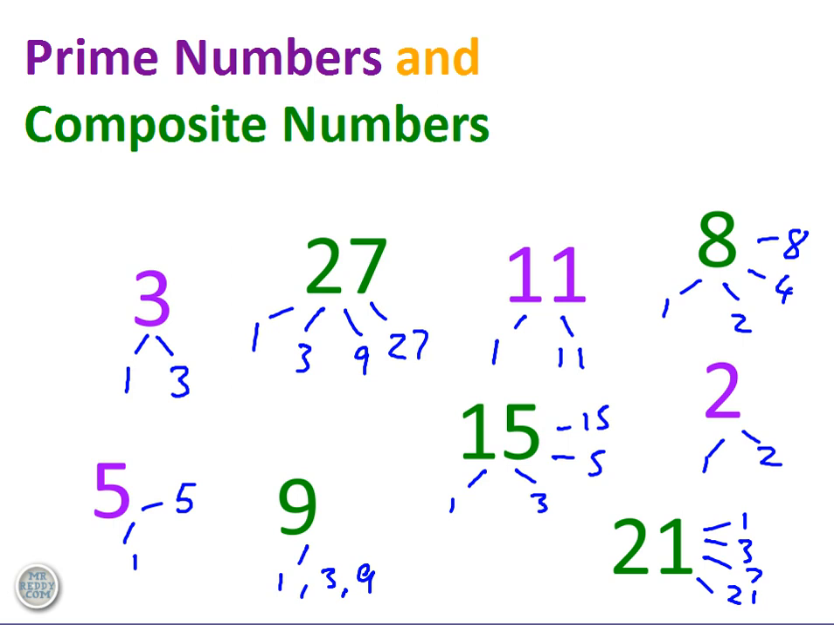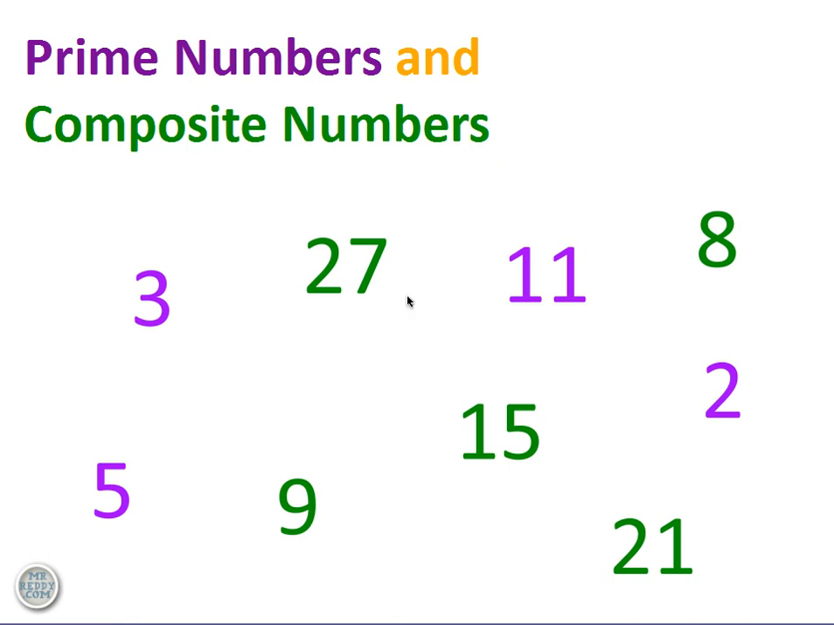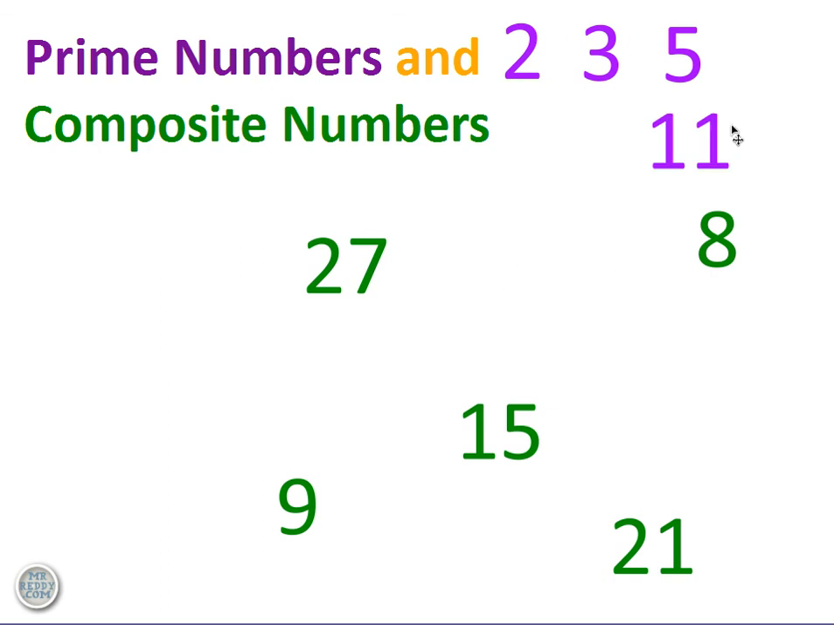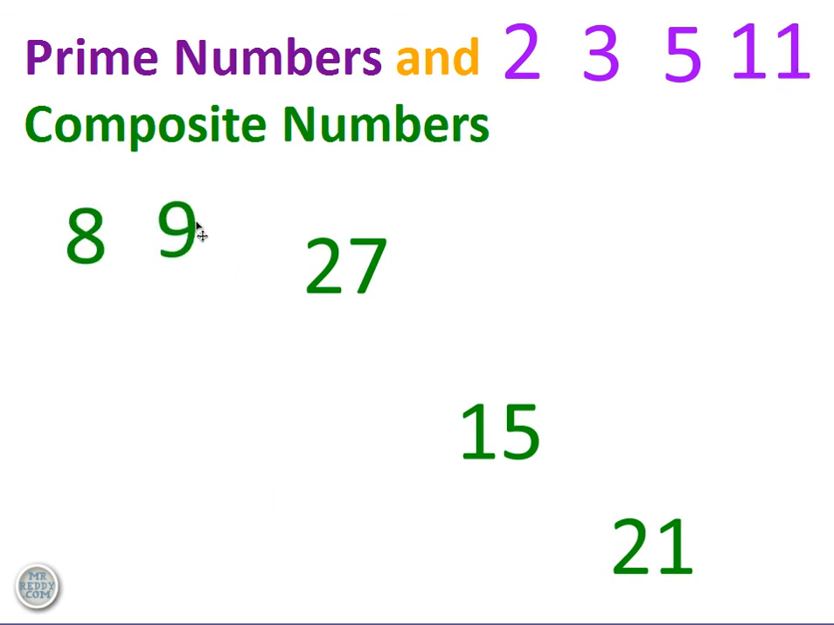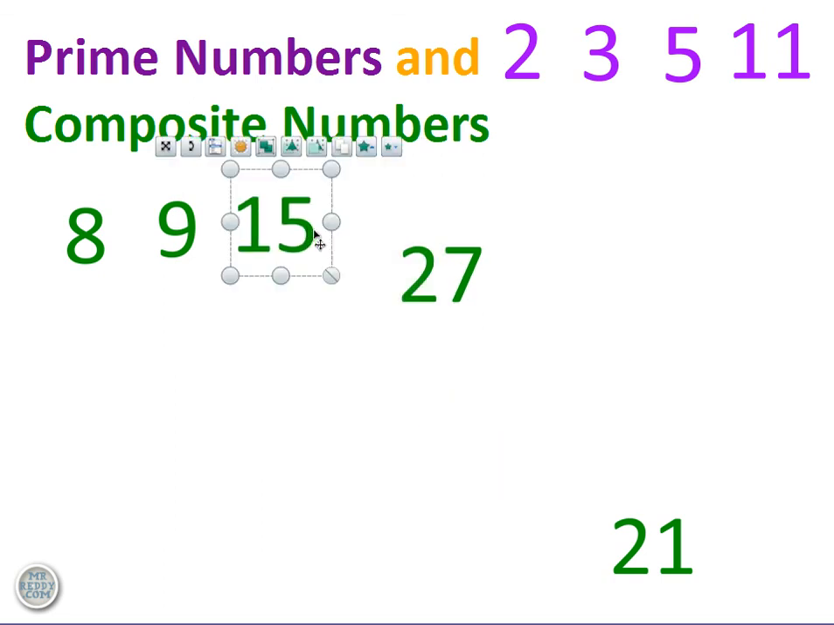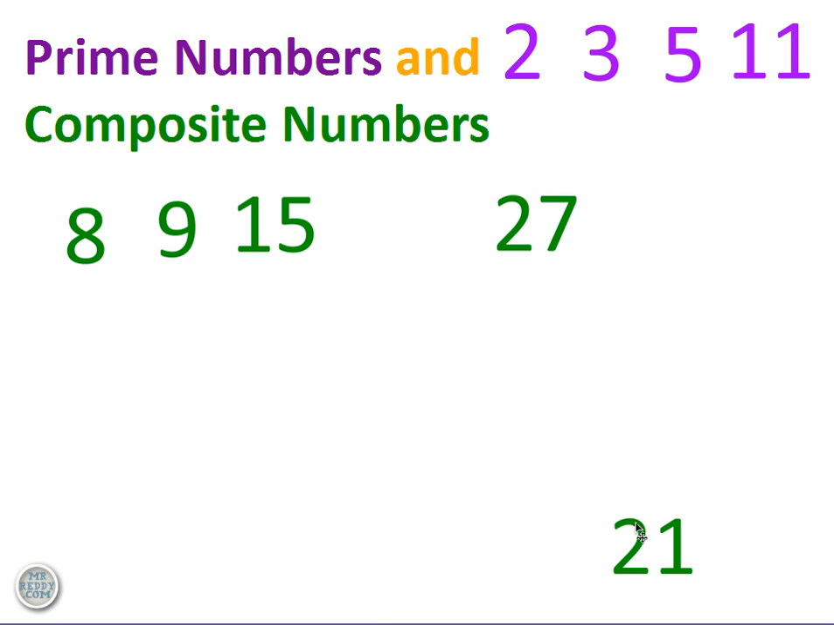Let's just recap what we've learned. A prime number is a number that only has two factors, so I'll put all those together, and these are just examples of them. Like I'm saying, there's loads more prime numbers than these, but I'm just using these as examples. And these are examples of composite numbers. These are numbers that have more than two factors. And I'm just putting them in order of size.